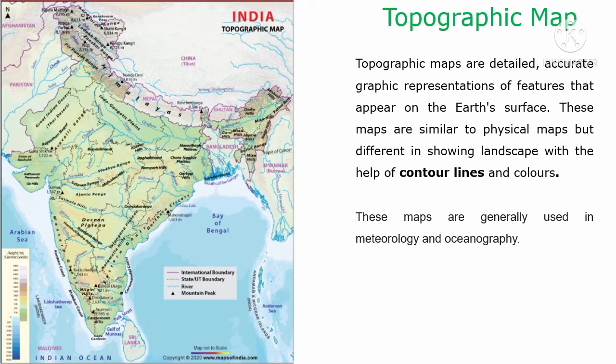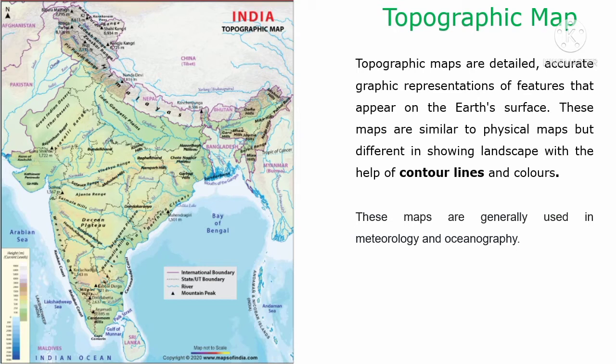Topographic maps are similar to the physical maps, which show the physical features of the earth, but in spite of colors, here the contour lines help us to know the landscapes. So these topographic maps are used in meteorology and oceanography.